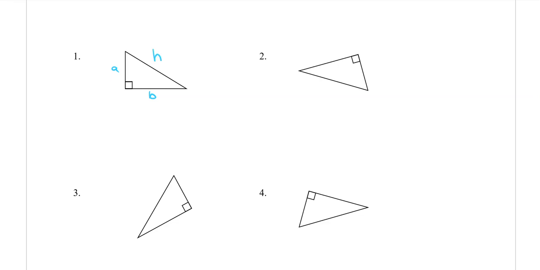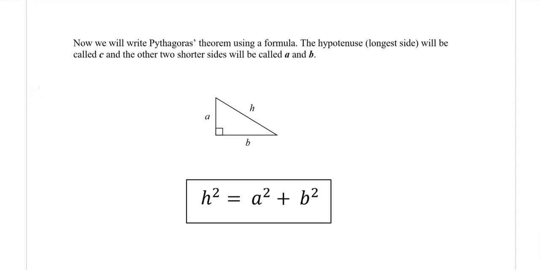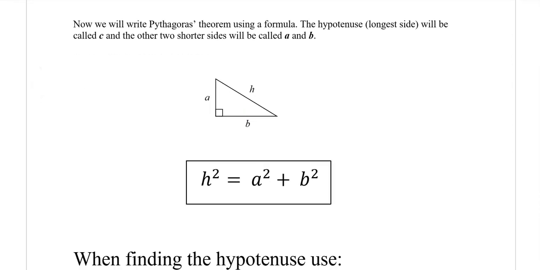So let's try that again in question 2. Next to the right angle, the two sides next to the right angle are the shorter sides, which means that the third side is the hypotenuse. Question 3, the two sides next to the right angle are the A and the B in any order, and the hypotenuse is the remaining side. And question 4, next to the right angle is your A and your B, and the other side is the hypotenuse.